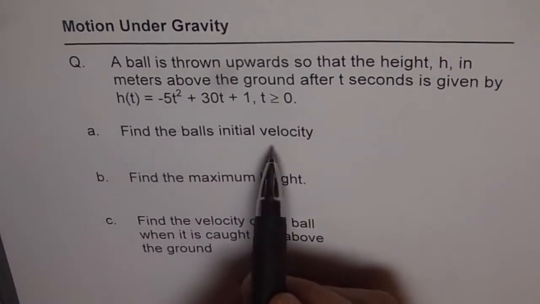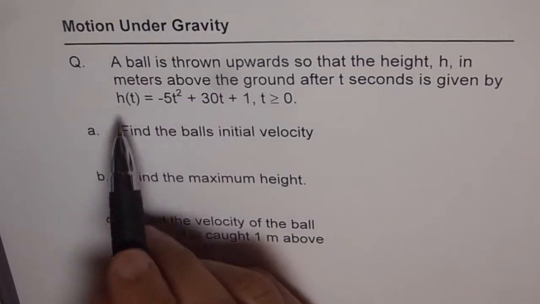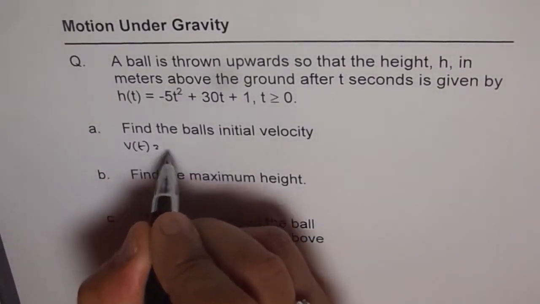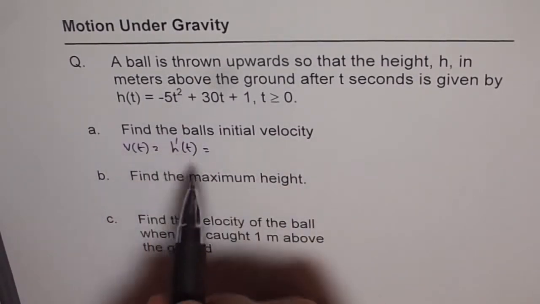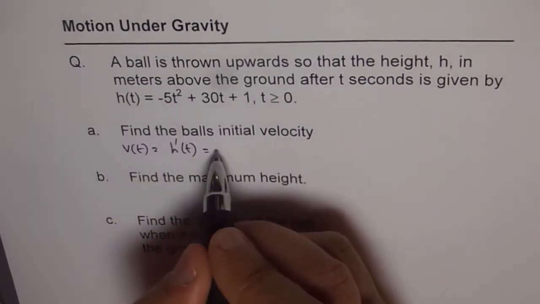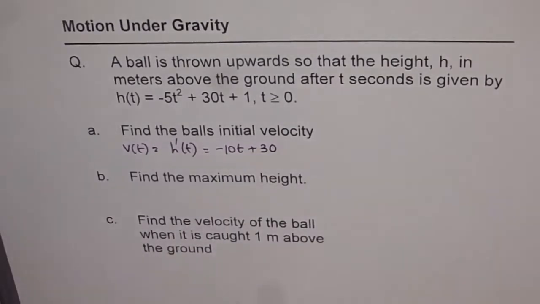Now, velocity is the rate of change of displacement. Here the displacement is along the vertical and we are given height. So velocity is actually the rate of change of height in this case, which can be found by finding the derivative of the given equation. So we get -10t + 30. So that is the velocity.